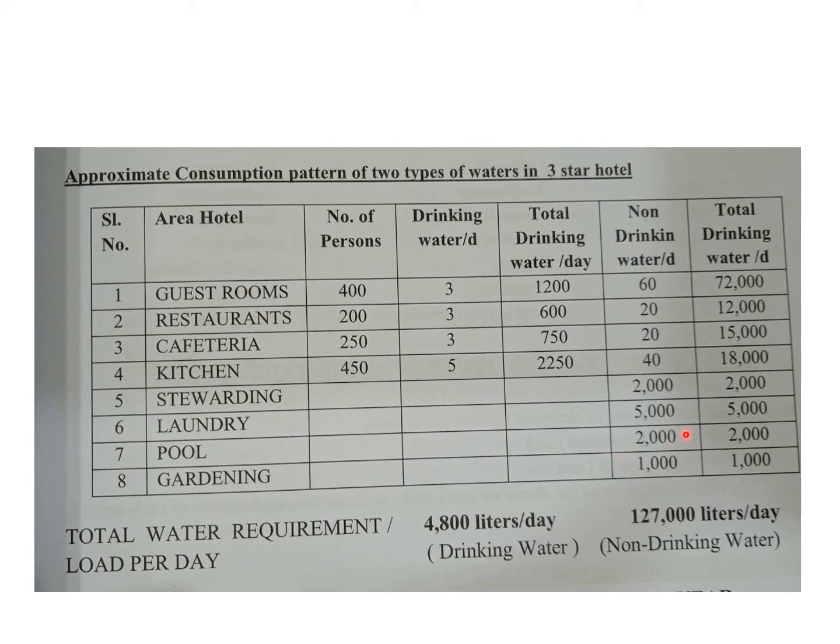Okay, we are looking at only the replacement of water. So we are looking not at the pool capacity but the additional water requirement per day, which has been kept at 2000. And gardening is 1000 liters of water. So all of these are fairly conservative estimates, you can see. If we add these up, we have 1800 liters of drinking water per day and 1,27,000 liters of non-drinking water per day as the requirement of the hotel, considering that it's a 200 room hotel, right?